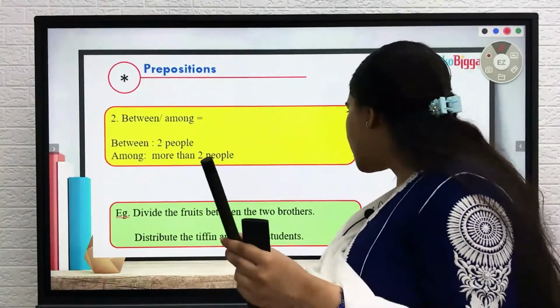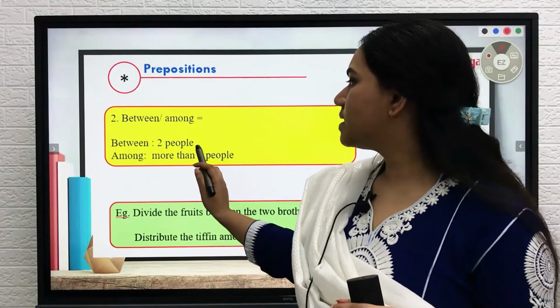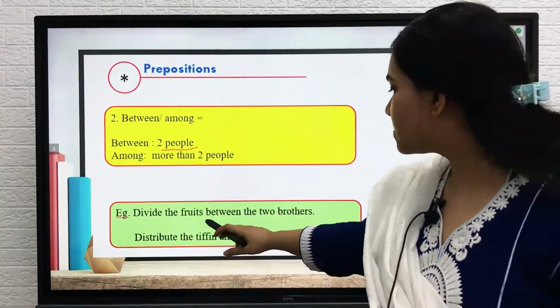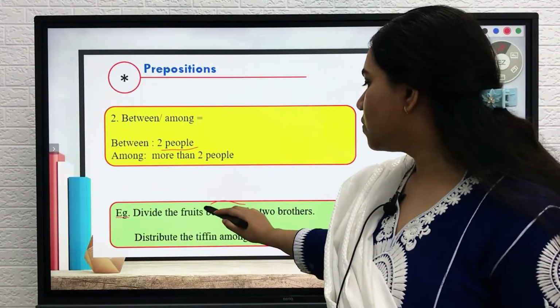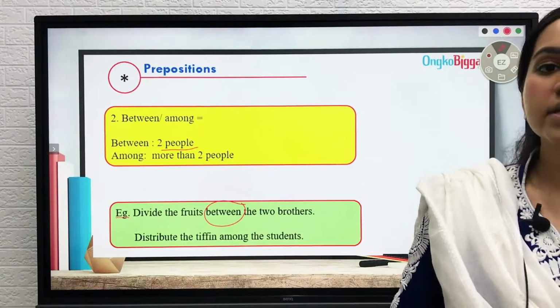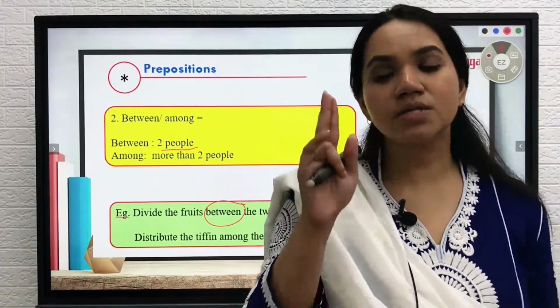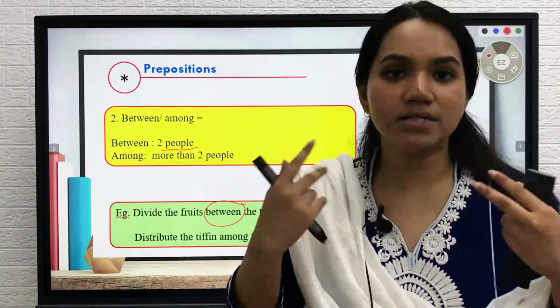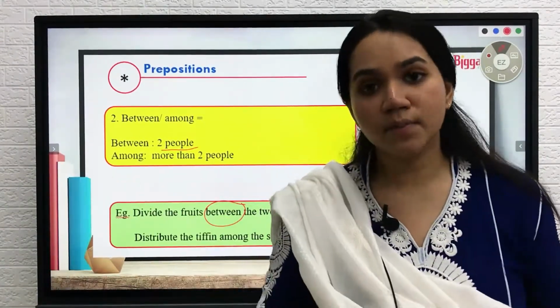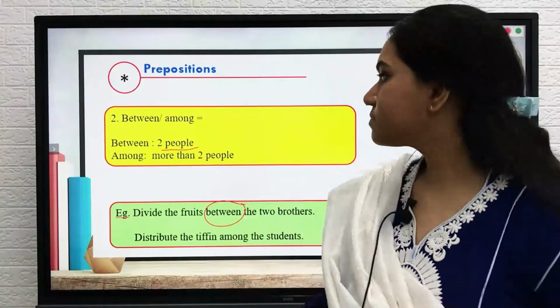So when do we use the word between? Whenever we express two people. For example, divide the fruits between the two brothers. So why did we use between here? Because we are explaining them with two brothers. That between two brothers, you have to divide the fruits. You cannot give the fruits to a lot of different people. You have to give them between two people only.